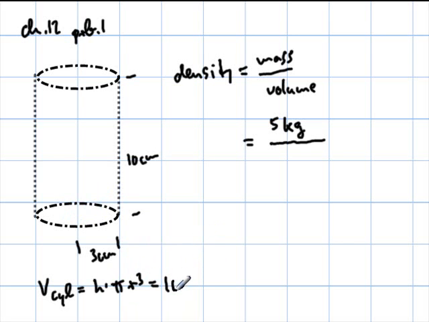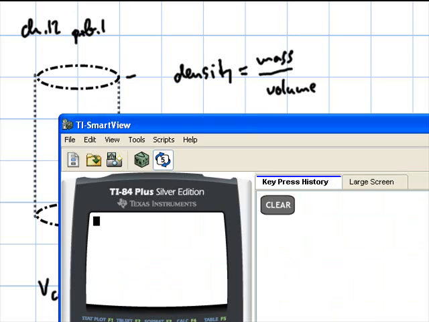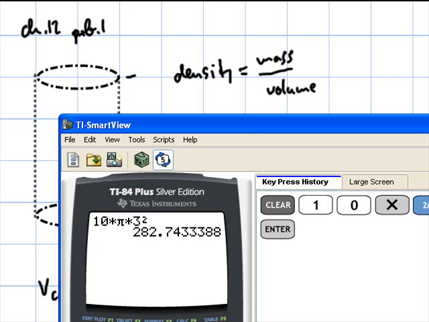So now it comes out then to 10 centimeters times pi times, oops, I made a mistake here, that's a squared, not cubed, it's squared, times the radius squared, 3 centimeters squared. So plugging that into a calculator then would be 10 times pi times 3 squared. I come up with 283 cubic centimeters.